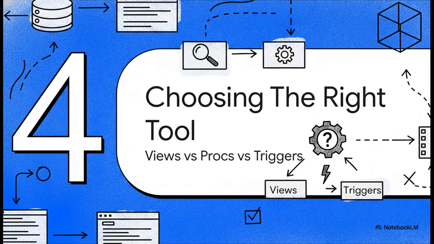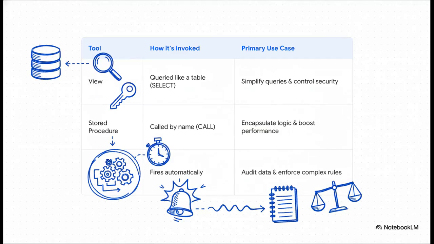Okay, we've filled our toolbox. We've got views, procedures, and triggers. Now for the most important part, knowing which one of these tools to use and when. Let's break it down real simple. Use a view when you want to simplify complex queries and lock down security. You just query it like any other table.